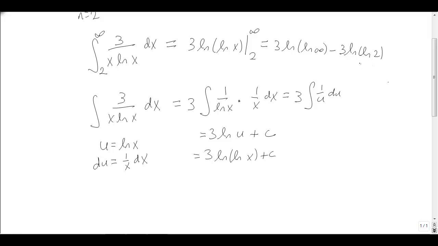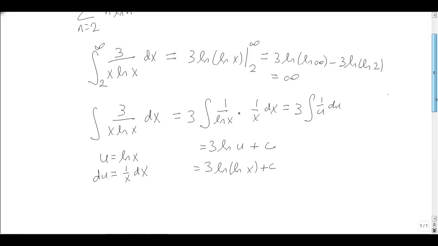So this minus 3 natural log of 2 does not affect the convergence of our integral. It's just something added on. It affects the value it might converge to, but it's still going to be convergent or divergent regardless of what number you plug in for 2. But on the first term, natural log of infinity goes to infinity. So this whole thing is infinity minus some finite number, which is infinity. And that tells me that my integral diverges.